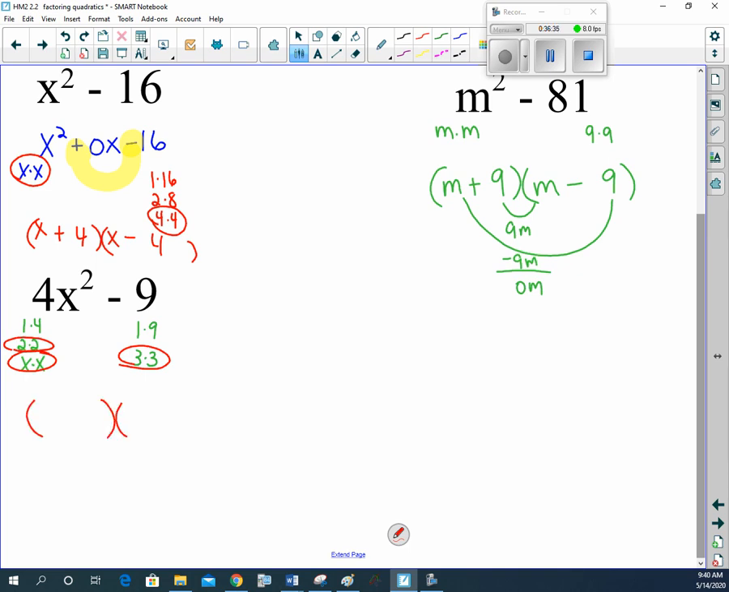So when I go and set it up, my 2 goes here, x, 2x, and then the 3 and the 3. Because we're subtracting, the signs are different. Quick check. This would give me a plus 6x, minus 6x. Add them together. Do we get the 0 in the middle? We do. So that factors to 2x plus 3 and 2x minus 3.